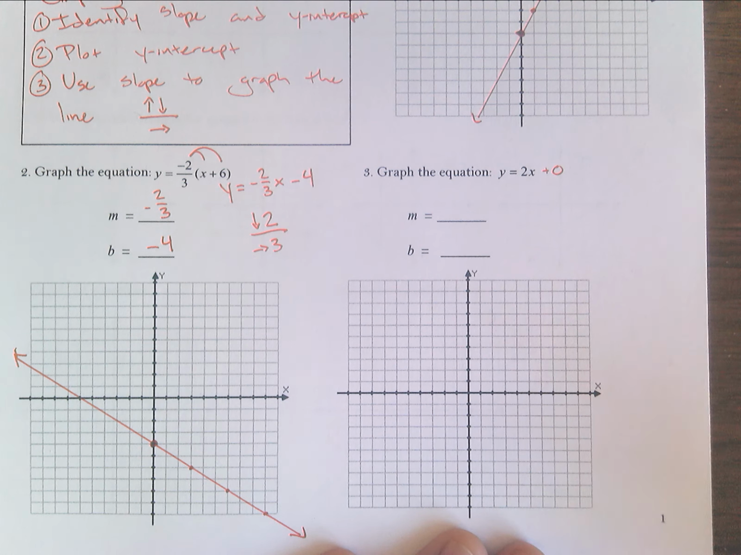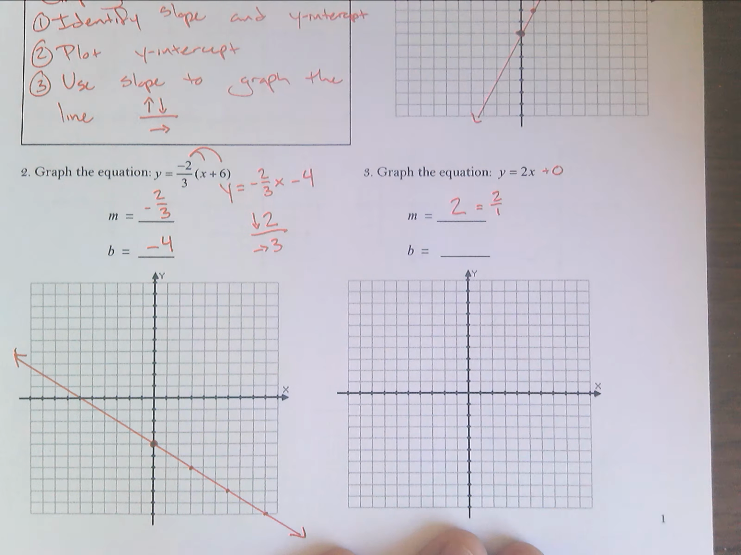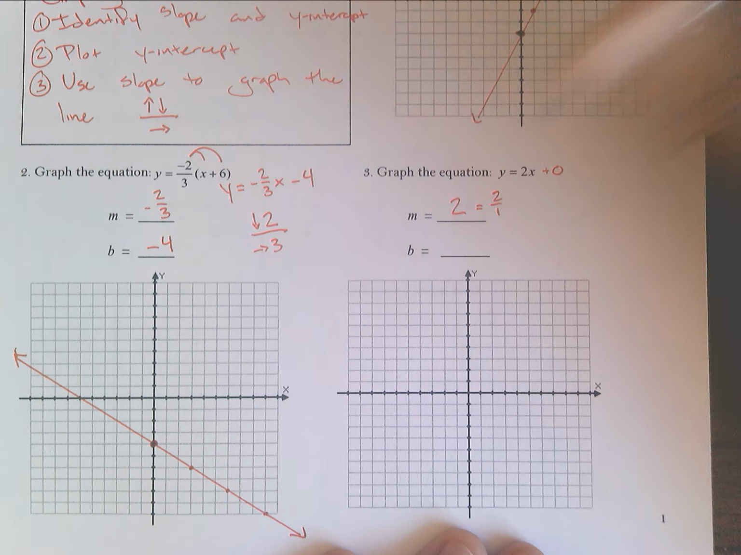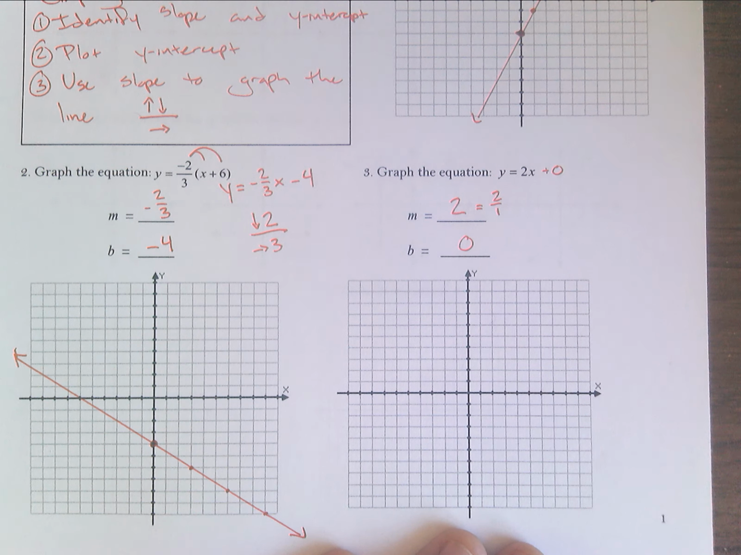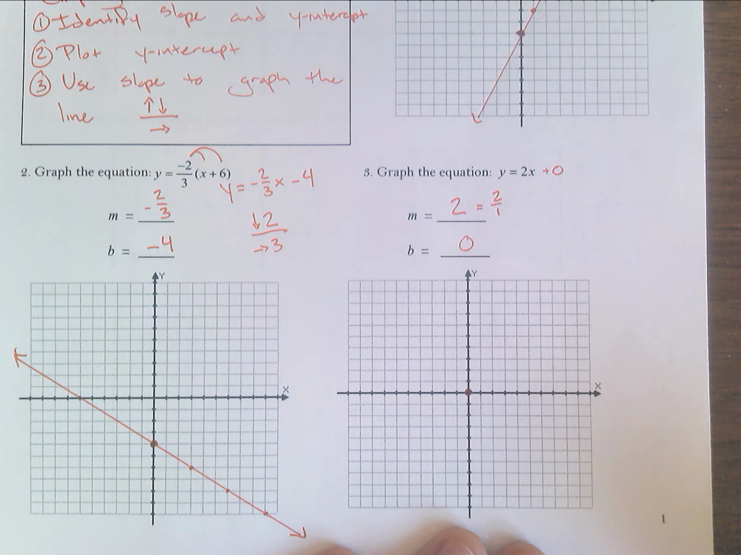So we have our slope is that number in front of x, so 2. And I'm going to go ahead and write that as a fraction, so 2 over 1. And then our y-intercept is 0. That's just that number tacked on at the end. So step 2, plot the y-intercept. So that's going to be our origin, 0, 0. It's right where the y-axis and x-axis intersect.